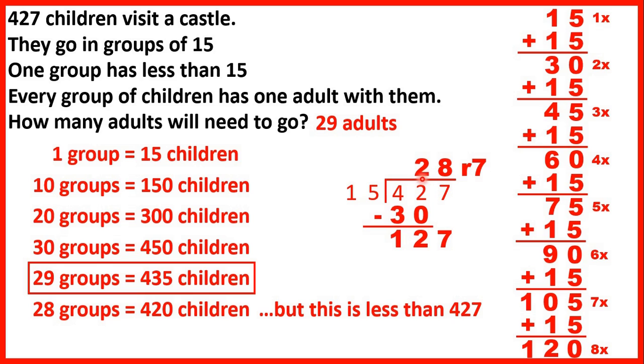So our answer is 28 remainder 7, but we need to round that up to 29, because the remainder is 7 children, and all of the children need to go on the trip. So for these remaining 7 children, we'll need an extra group. So there will be 28 groups of 15, but then one extra group of 7 children. So that's 29 groups, or 29 adults altogether.